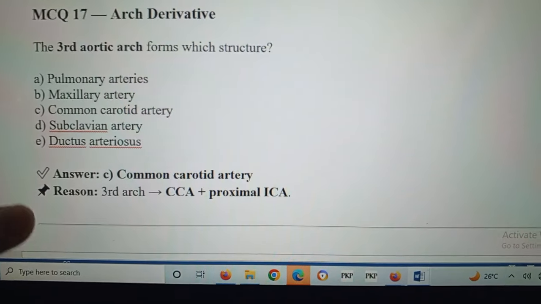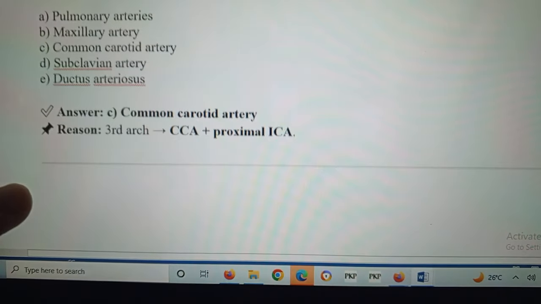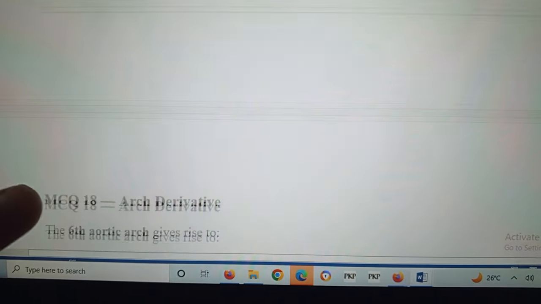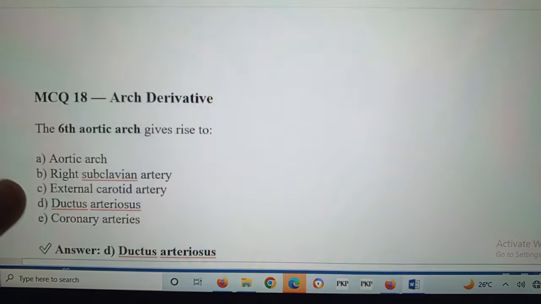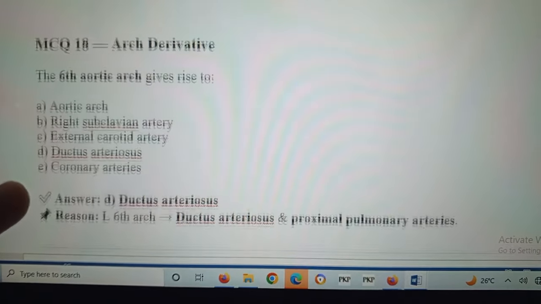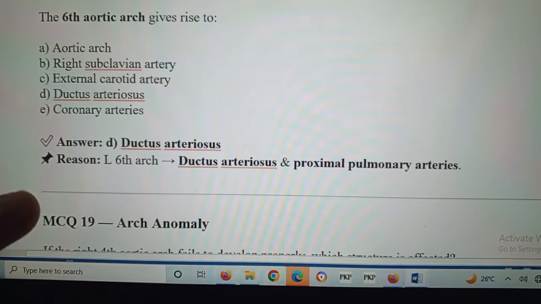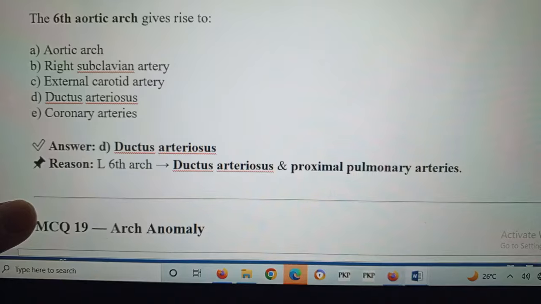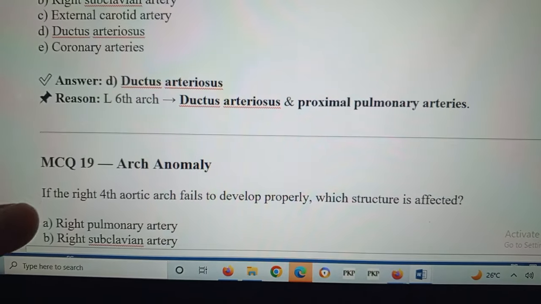This is a defect. The third aortic arch arises from which structure? It arises from the common carotid artery. Third arch leads to the common carotid artery plus proximal internal carotid artery. The sixth aortic arch gives rise to ductus arteriosus. Left sixth arch forms the ductus arteriosus and proximal pulmonary arteries.